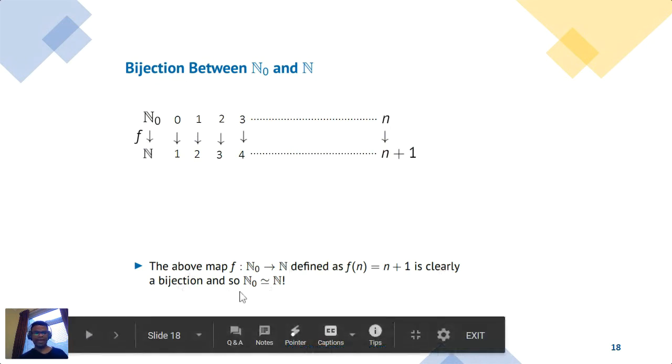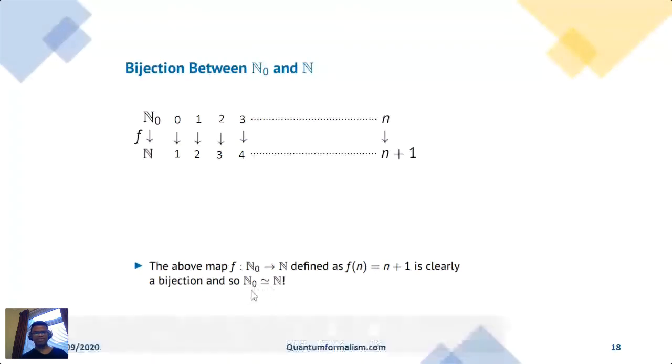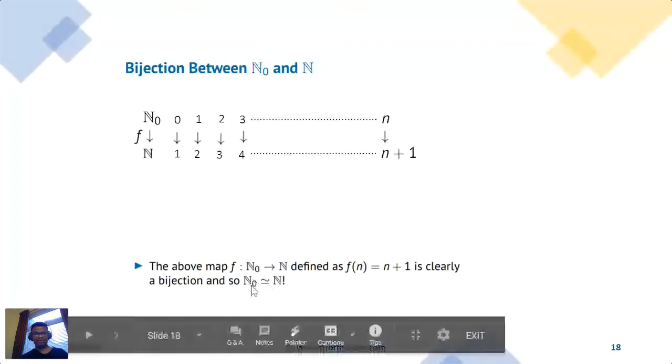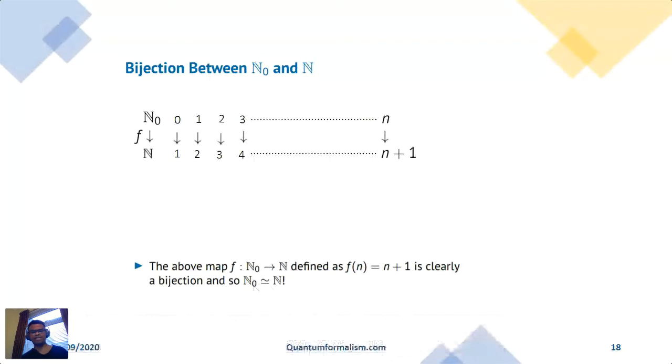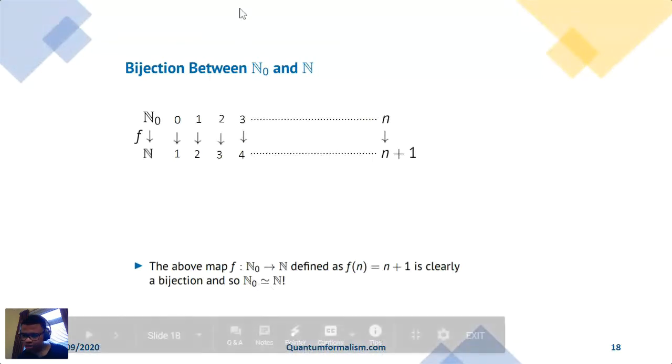Therefore, N0 is isomorphic to N. This means, as we will see, that they have the same size, the same number of elements, even though in human intuition it might look like N0 has more elements because it has a 0 and the other one doesn't. Is it understood?